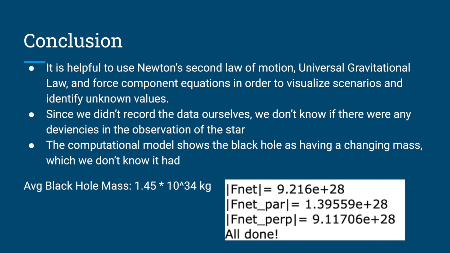Since we didn't record the data ourselves, instead it was visualized by a model, we don't know if there were any deviancies in the observation of the star. The computational model shows the black hole as having a changing mass, which can't be confirmed, though seems unlikely.